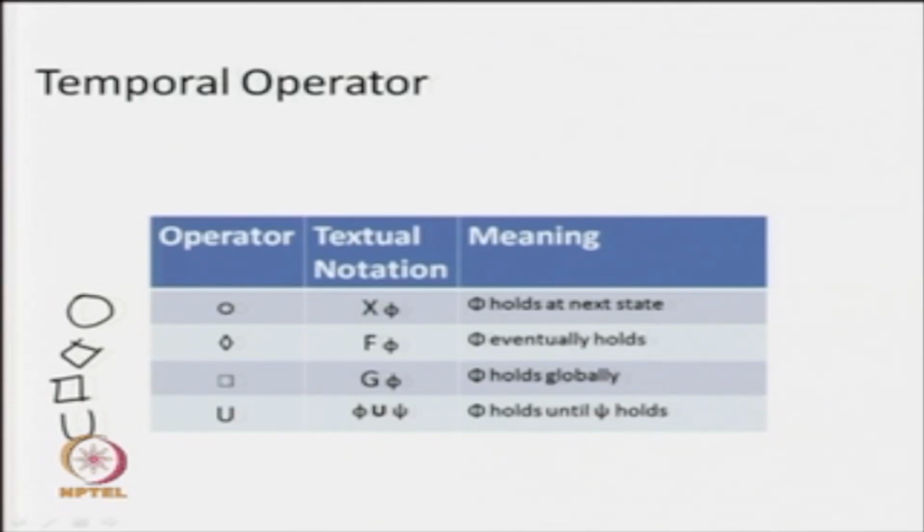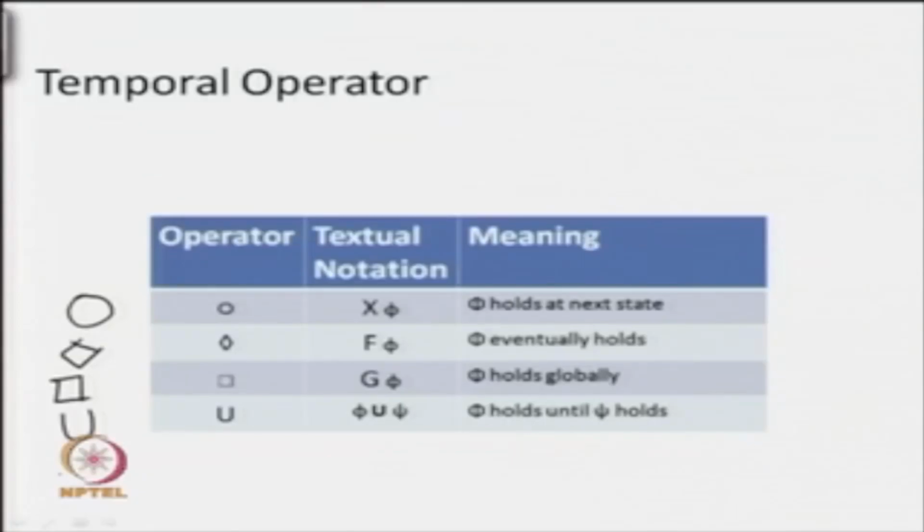In this case, your next state, future and global are unary operators. They take one particular formula, but until is a binary operator; it takes two formulas and talks about the meaning with respect to these formulas. So, in classical notation we use these symbols: circle, diamond, box and until. But in textual notation the next operator is represented by X, the eventuality or future operator is represented by F, the globally or always operator is represented by G, and the until operator is represented by U.